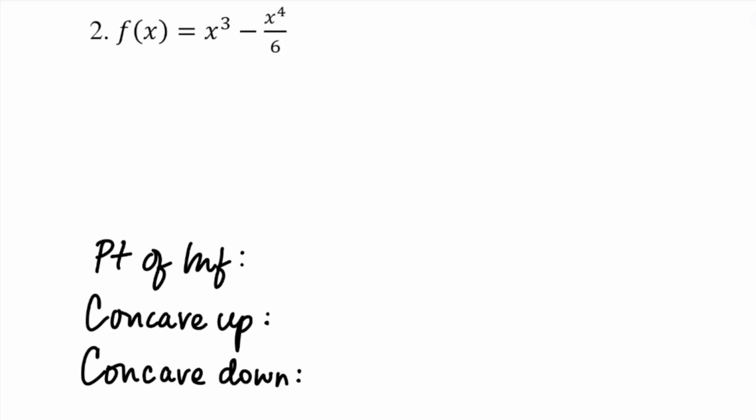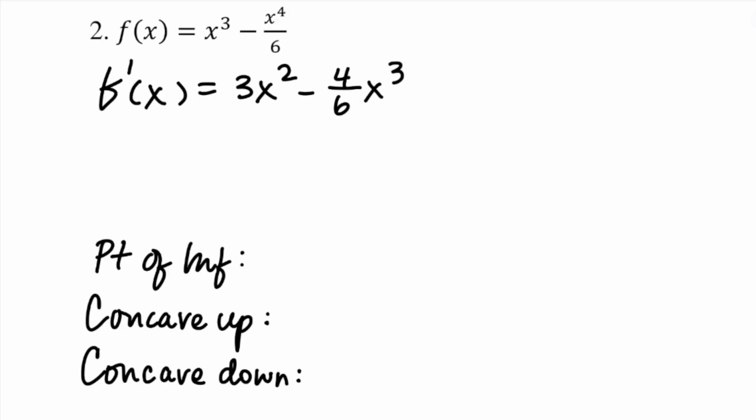All right, for number 2, we're going to do the exact same thing, and we're going to say first f prime is (3x squared minus 4) over 6x to the third. I'm just going to have faith when I take the second derivative. F double prime is going to be (6x minus 12) over 6 is 2x squared.